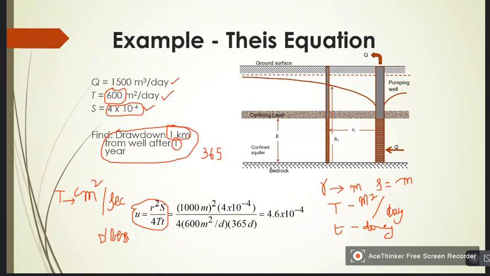So T will have L squared T minus 1 dimensions, and here this small t will have dimensions of t. In the numerator, R will have dimensions of L, so R squared will have dimensions of L squared, and S is dimensionless.